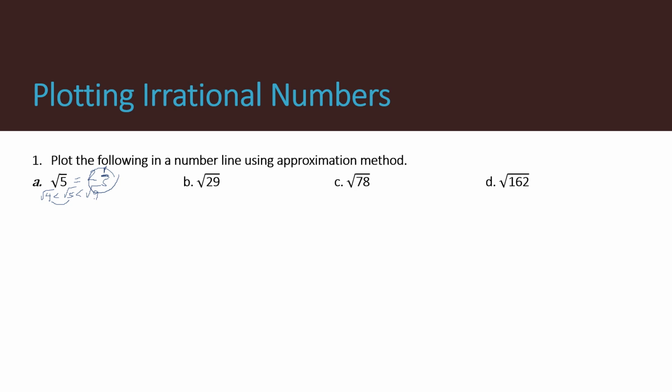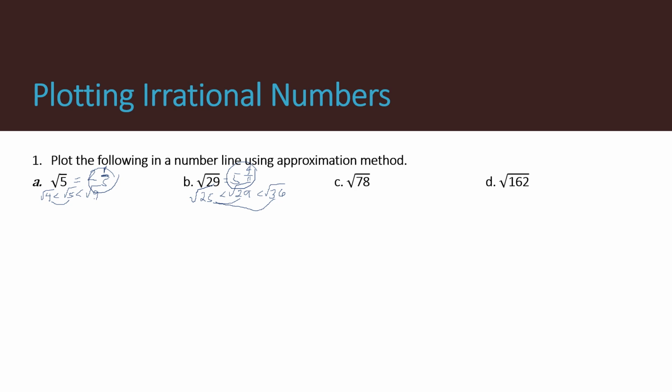Next, for letter B, we have the square root of 29. The square root of 29 is between the square root of 25 and the square root of 36. Let me write it first. That means that our whole number is 5. And then subtract these two. We have 4 as the numerator. 36 minus 25 is 11. So we have 5 and 4 over 11.